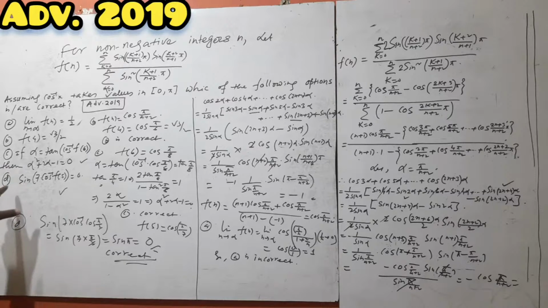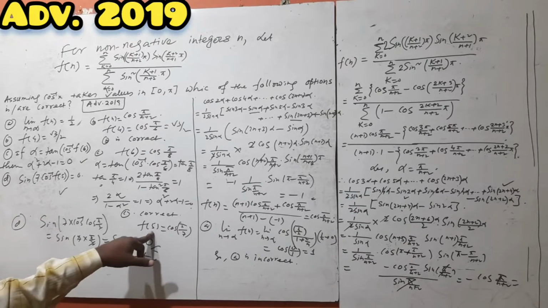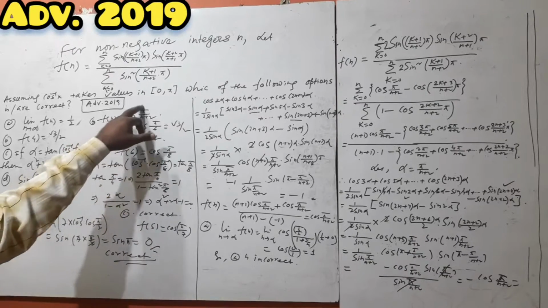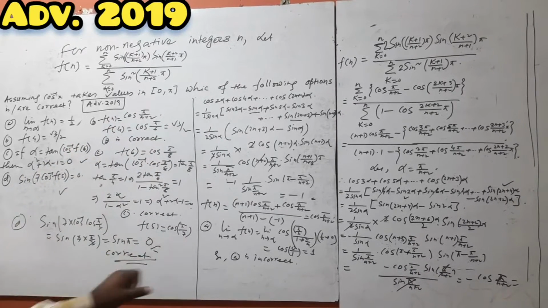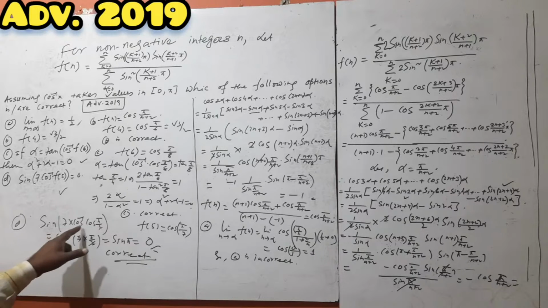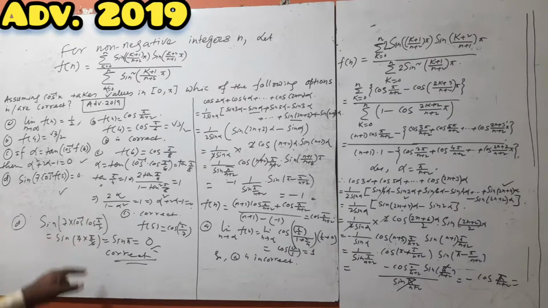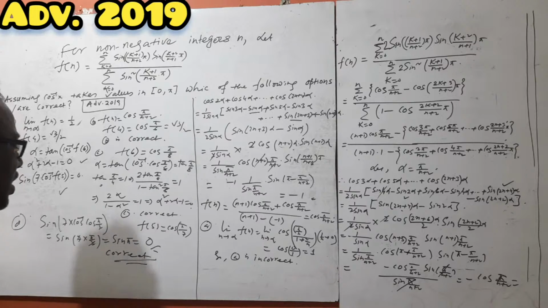Okay, now for the last option, that is sine of 7 times cos inverse of f of 5. Now first find f of 5, and put here 5, then pi over 7. So cos of pi over 7. So 7 times cos inverse cos pi over 7. So cos inverse and cos are cancelled out. 7 times pi by 7, the 7 is cancelled out. So sine pi is 0. This is the correct option.